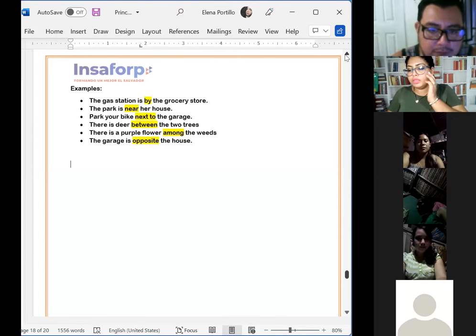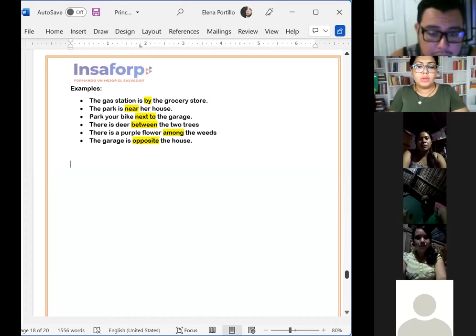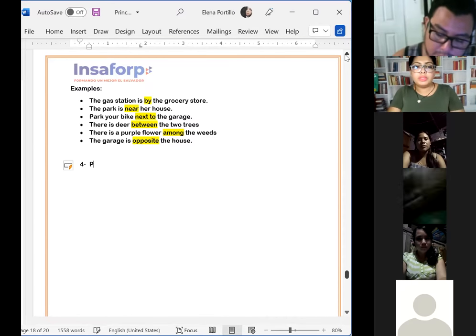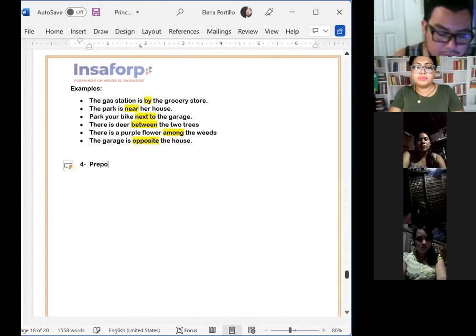So we are going to start with the preposition of location, that is the number 4, because we learned 3 types yesterday. So we have preposition of location.